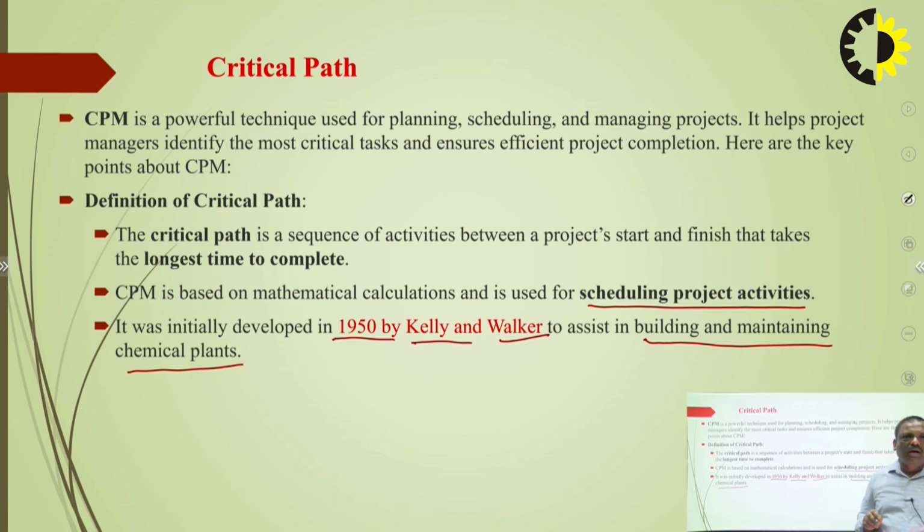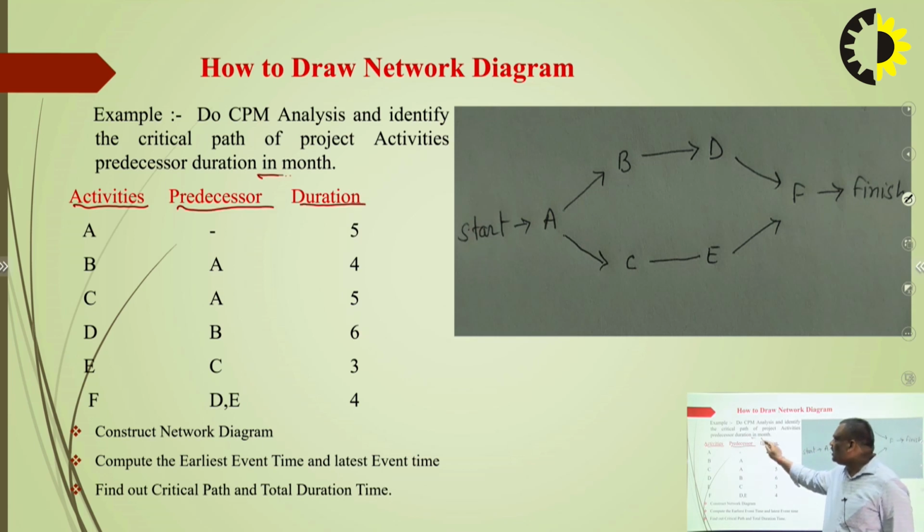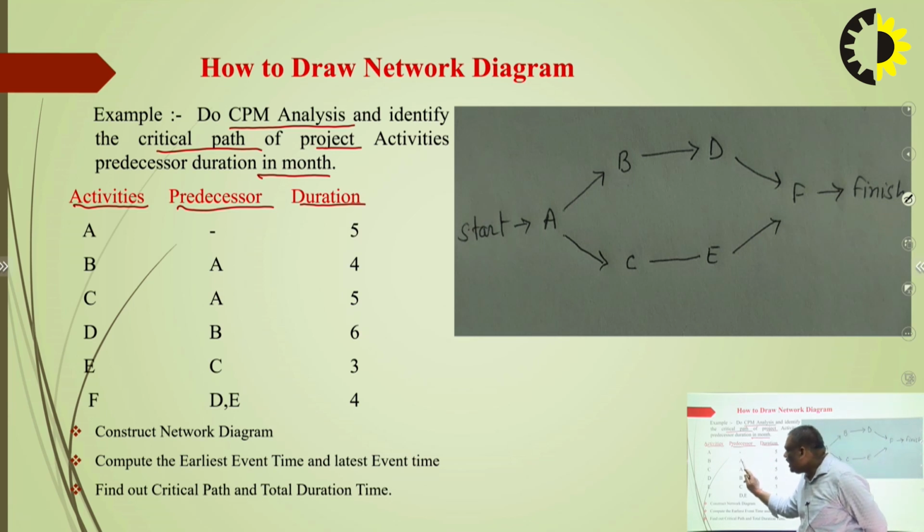With the help of an example we can understand what a critical path is and how we can draw a network diagram. Here is an example: we have activities, predecessors and the duration in months, and we find the CPM analysis and identify the critical path of the project. Predecessors are also given: after completion of A, activity B starts.